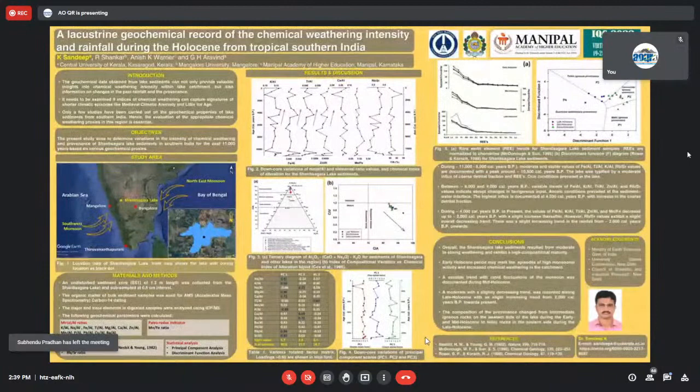So overall, we can say there were slight variations in the metal aluminum ratios during the early, mid, and late Holocene periods, but there are no overall changes in the CIA or rubidium strontium values. Hence, in tropical southern India, where intense chemical weathering is taking place, generally the metal aluminum ratios are found to be better indicators of terrigenous influx and rainfall in this region.